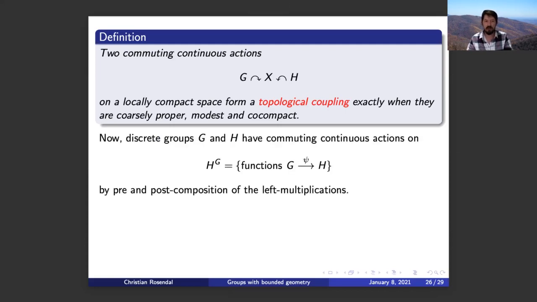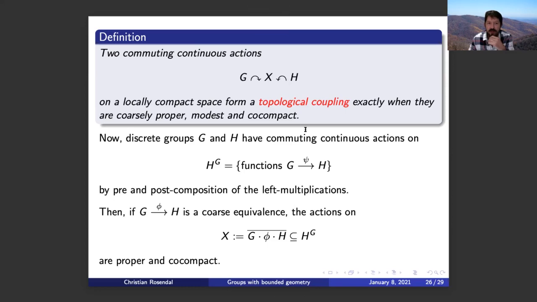Now, suppose you start out with discrete groups G and H. They will have commuting continuous actions on the space of all functions from G to H. You just look at H to the power of G, which is the set of functions from G to H, and G and H both act on this space by post- and pre-composition respectively.